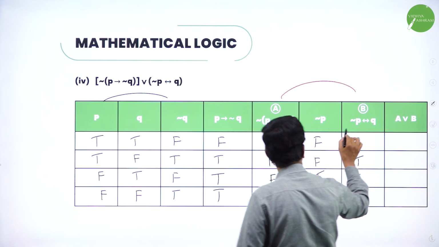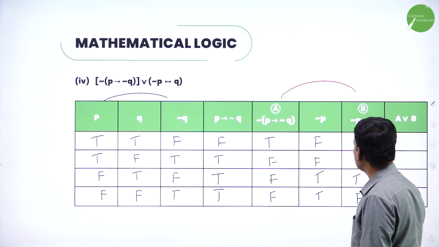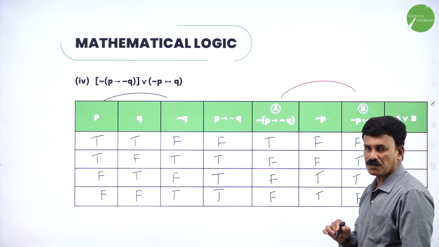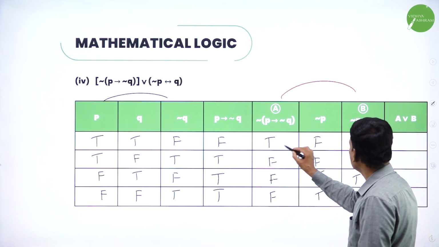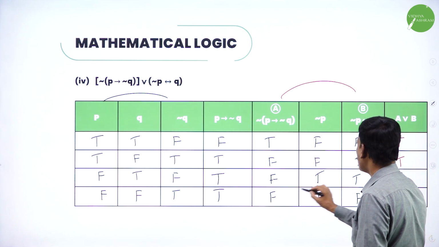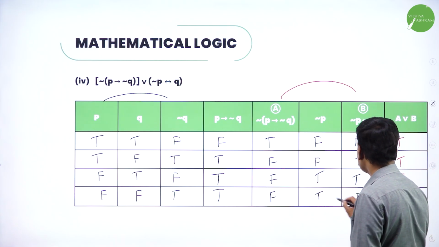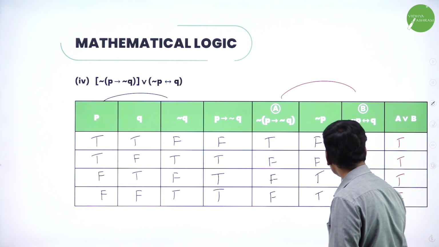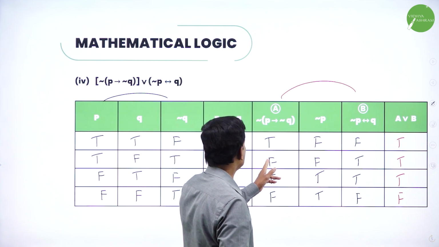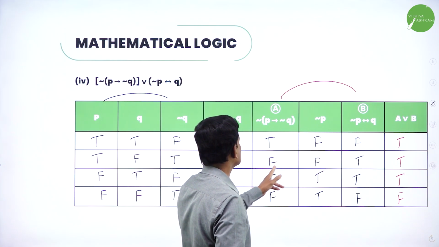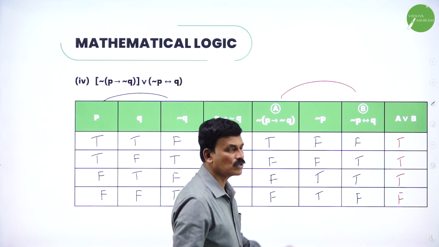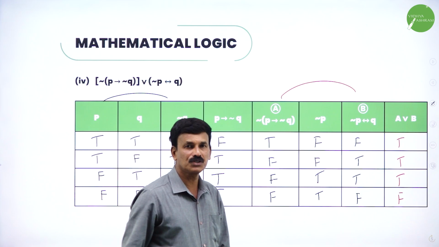Disjunction, negation P biconditional to Q. If you write the disjunction for this, disjunction means false and false is false. In other cases, it is true. So true and false is true. False and true is also true. False and true is also true. False and false is false. So you will get T, T, T, F. This is how we are going to get the disjunction.